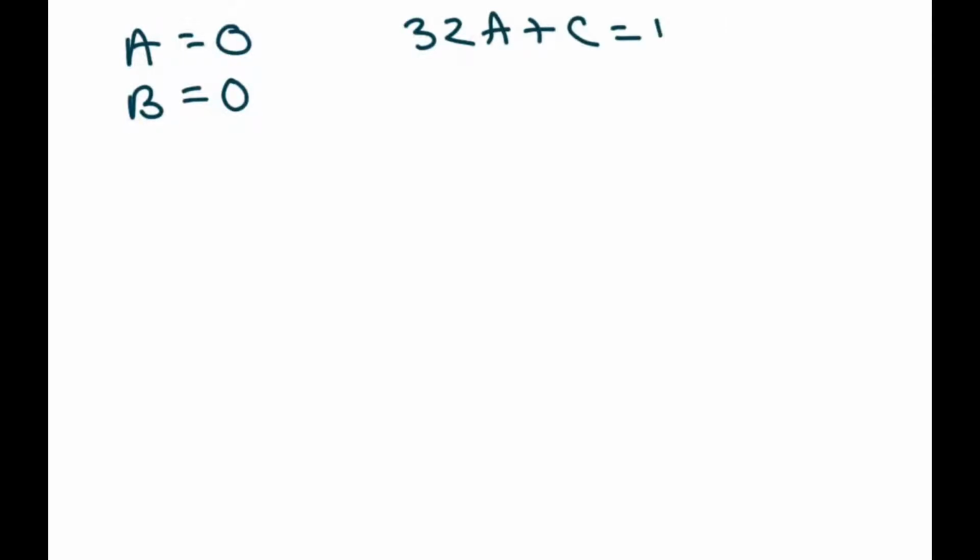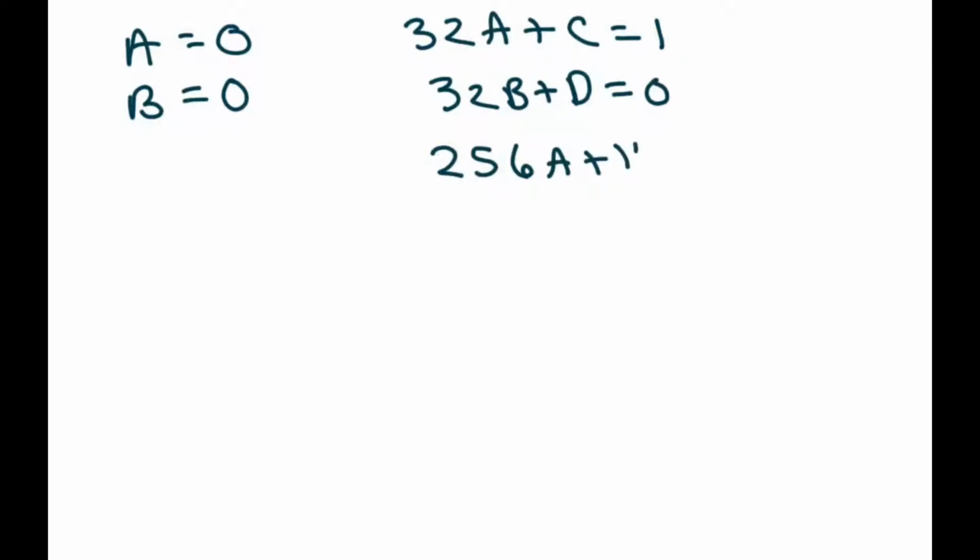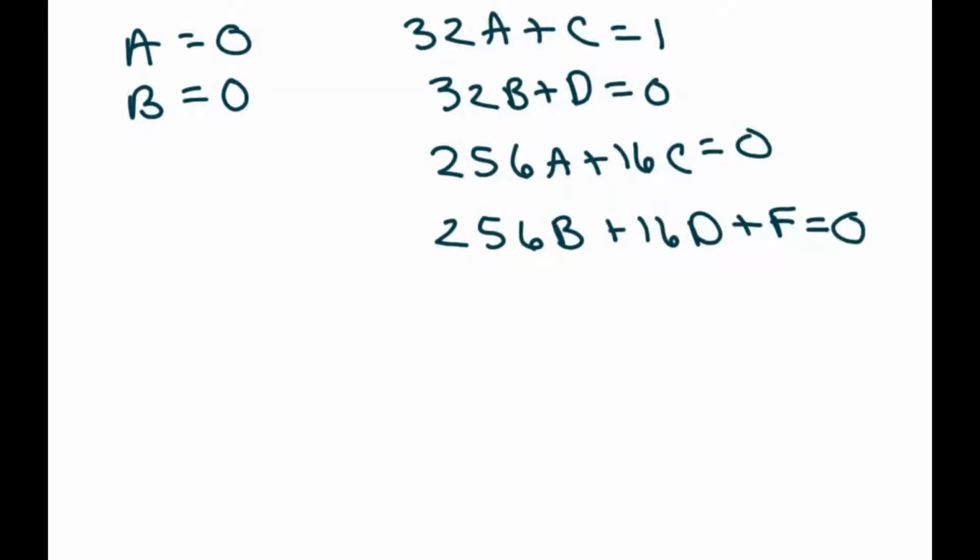We have, first of all, a equals 0, b equals 0. Then we had 32a plus c equals 1. We also had 32b plus, everything else is to the 0 power. We had 256a plus 16c equals 0. We also had 256b plus 16d plus f equals 0. And then we also know that f equals 0 from the previous page.